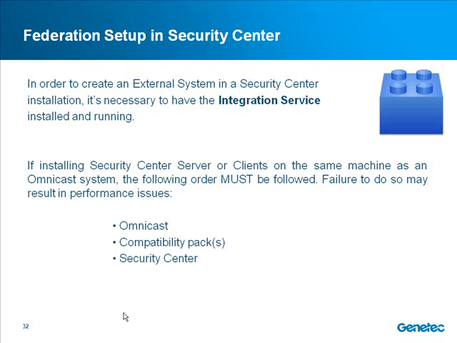The first step is to install your Omnicast server and your client software that's being used on that machine. And then you'll need to install the compatibility packs for the Omnicast versions that you'll be using. And the last step is to install the Security Center server software and the Security Center client applications if needed. In most cases, you'll not need to install both the Omnicast and Security Center client software, particularly the Live Viewer, as most of the functions of the Live Viewer and Archive Player are available in the Security Desk.